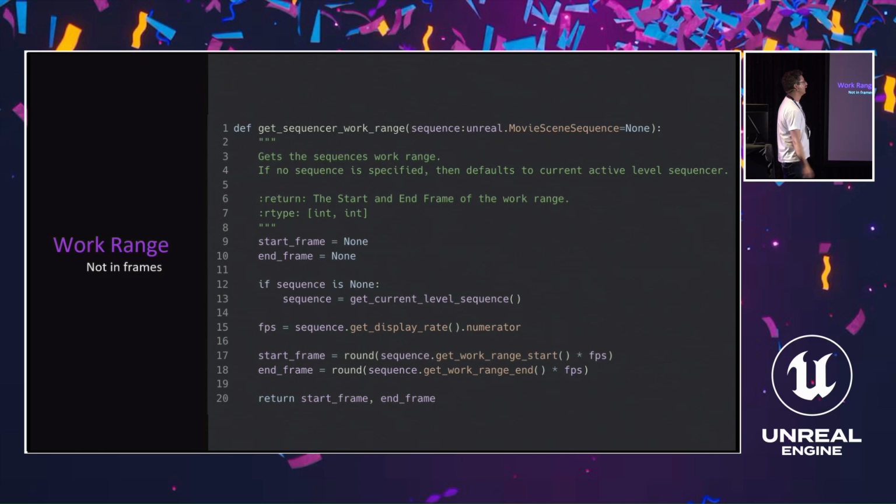Subframes you have to worry about when you're working with the work ranges, because work ranges are stored in seconds and not in frames. So you can get 0.1 seconds, 0.01 seconds, and it will catch you out. It caught me out. So the best thing to do is get the sequence's display rate, and it's a numerator, which is basically your frames per second. Then once you have the sequence, you can get the work range start and end, which will be in seconds, and you just multiply your work range start and/or end, which is seconds, by your frame rate, and you just round it up.